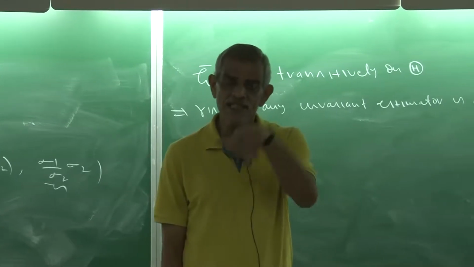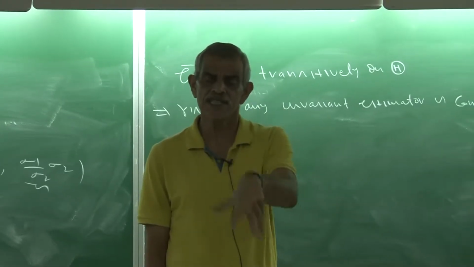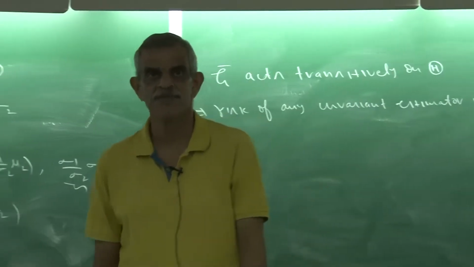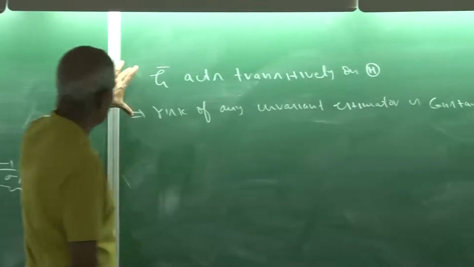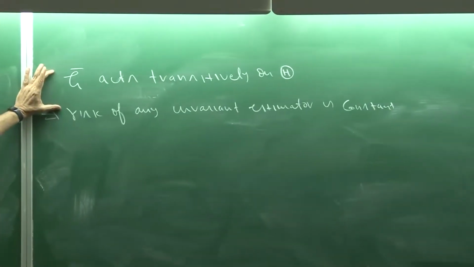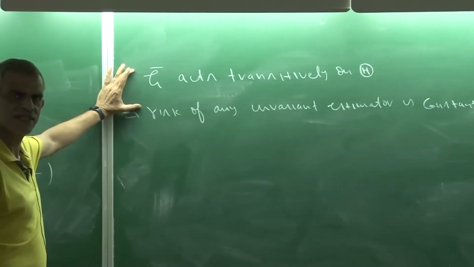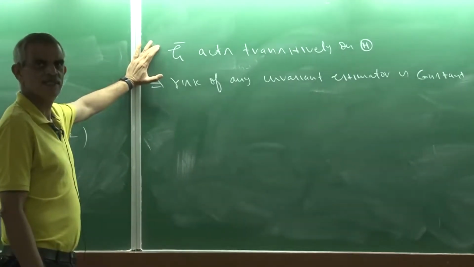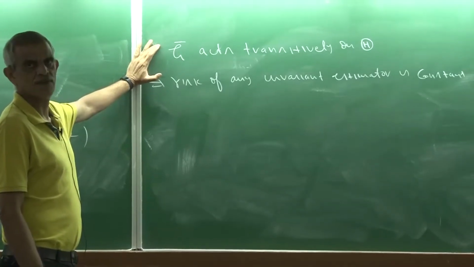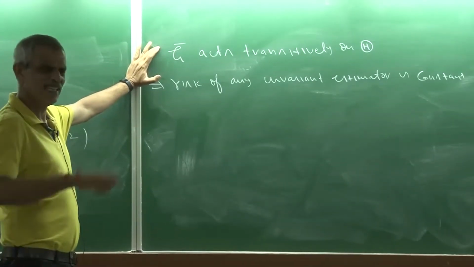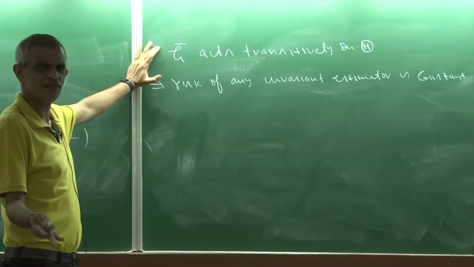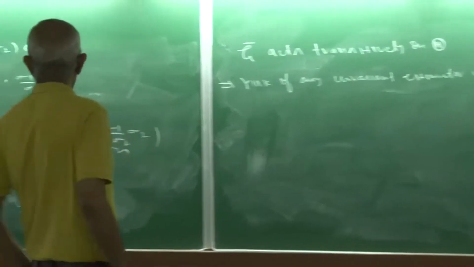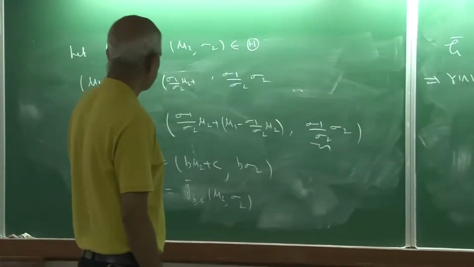When G bar acts transitively, the risk of an invariant estimator is constant, and then you are able to find an estimator for which this constant risk is minimum. There would be situations, as you will see in the assignment, where G bar does not act transitively on the parametric space. In those situations, the minimum risk invariant estimator will not be possible. You can eliminate some invariant estimators which are inadmissible, but as such finding a minimum risk estimator may not be possible.